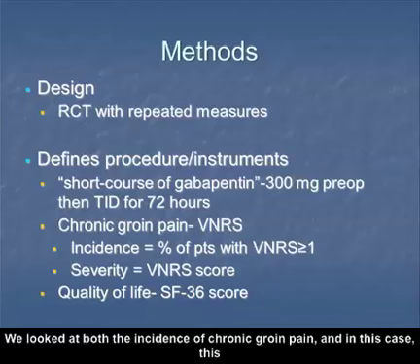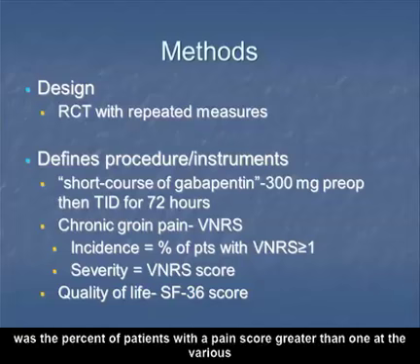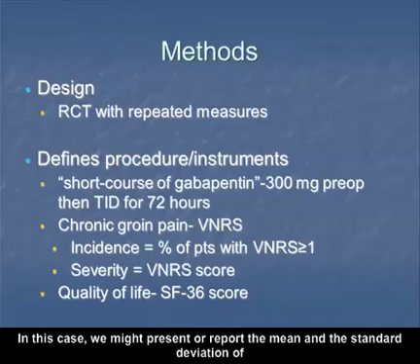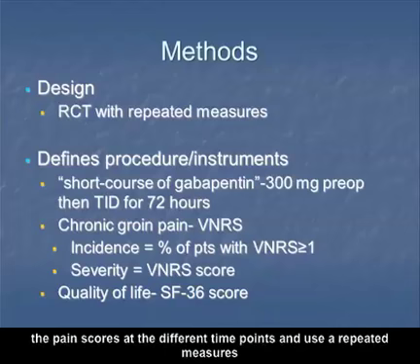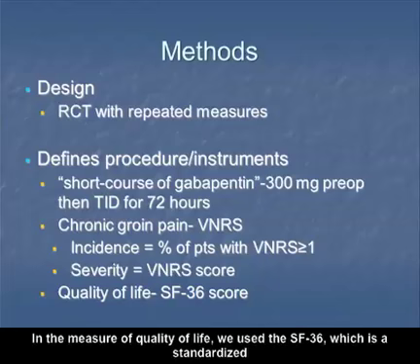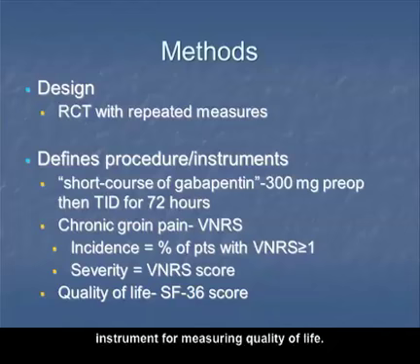We looked at the incidence of chronic groin pain, and in this case this is the percent of patients with a pain score greater than 1 at the various time points, and then we looked at the absolute severity of the pain score. In this case we might report the mean and the standard deviation of the pain scores at the different time points, and use a repeated measures analysis of variance to compare those pain scores. And then to measure quality of life, we used the SF-36, which is a standardized instrument for measuring quality of life.